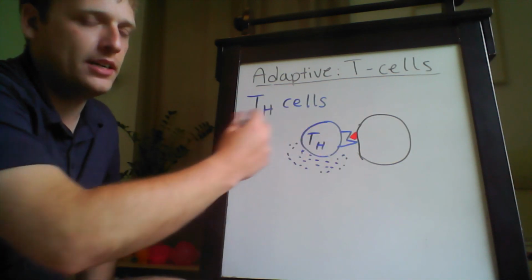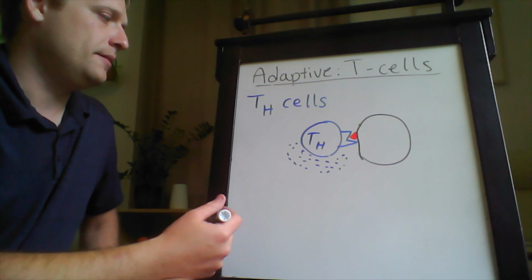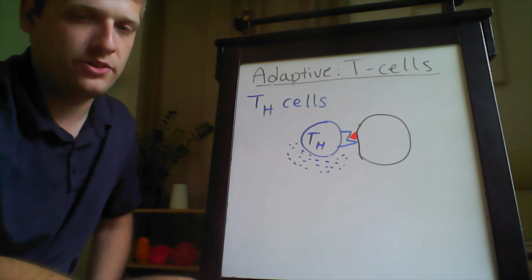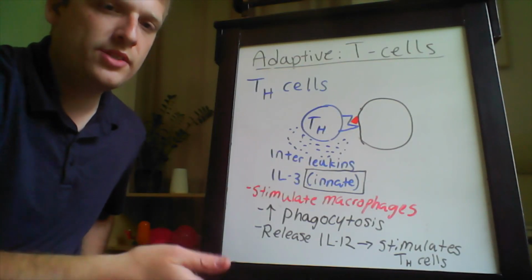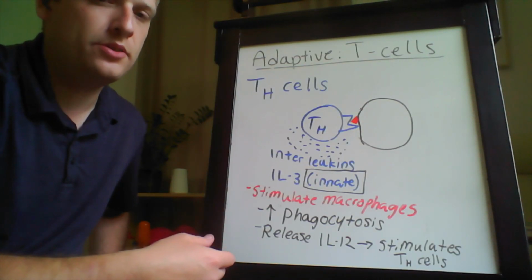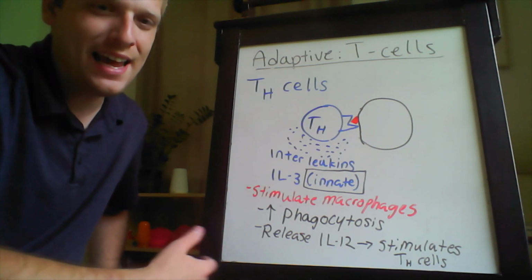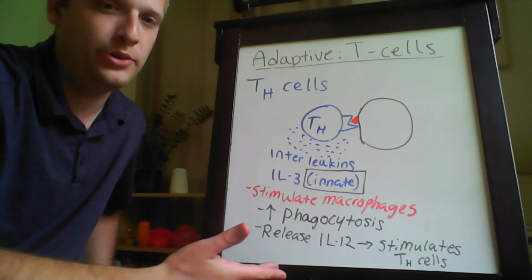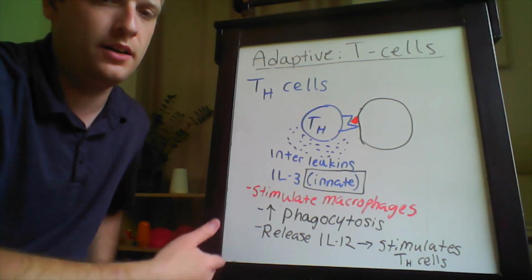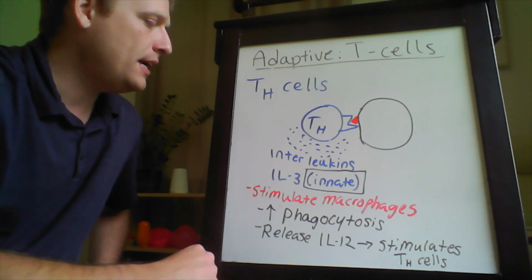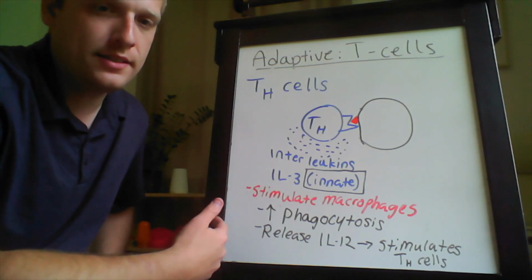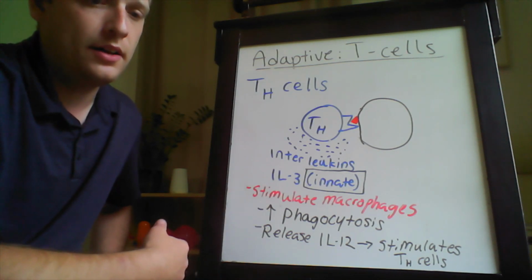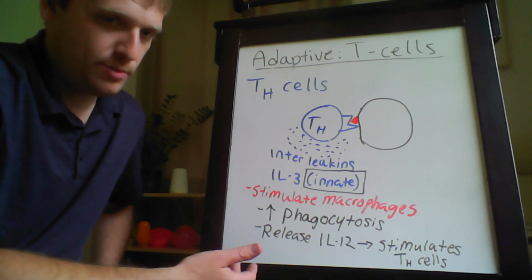And those cytokines are going to spread out around, and they're going to have a variety of different effects on the cells around them. Those cytokines that helper T cells produce are called interleukins because they have effects on other white blood cells. Inter meaning between, leukins meaning leukocytes, between other white blood cells. And they have a few different effects. They can affect cells of the innate immune system, or they can affect the adaptive immune response.